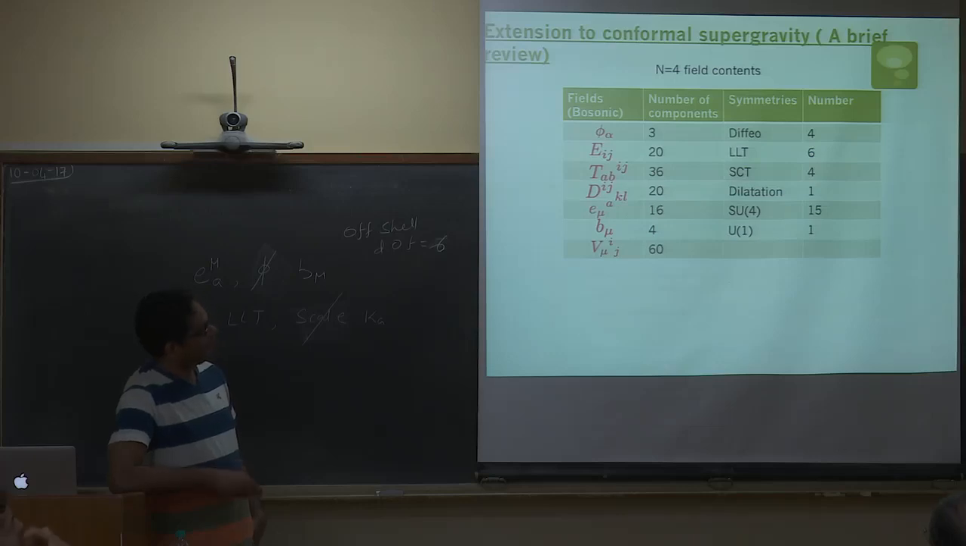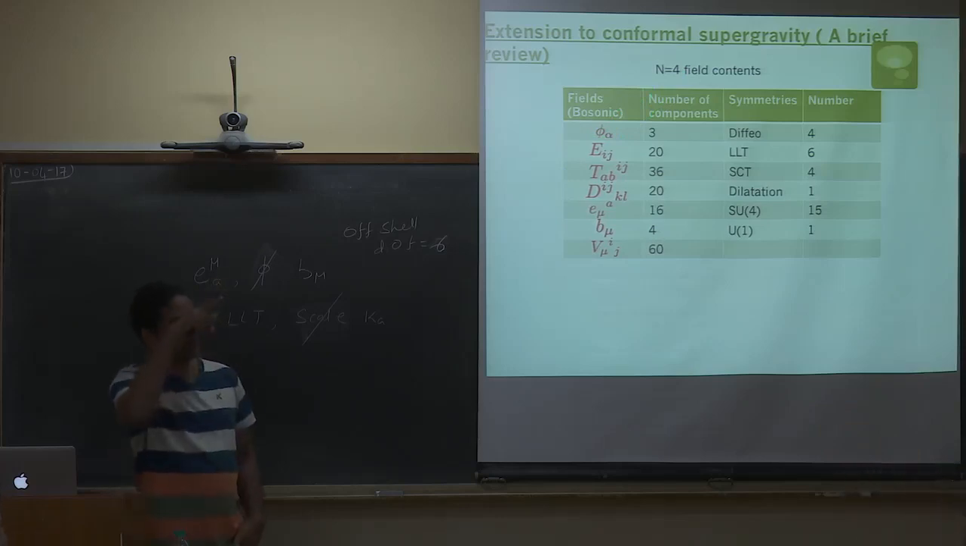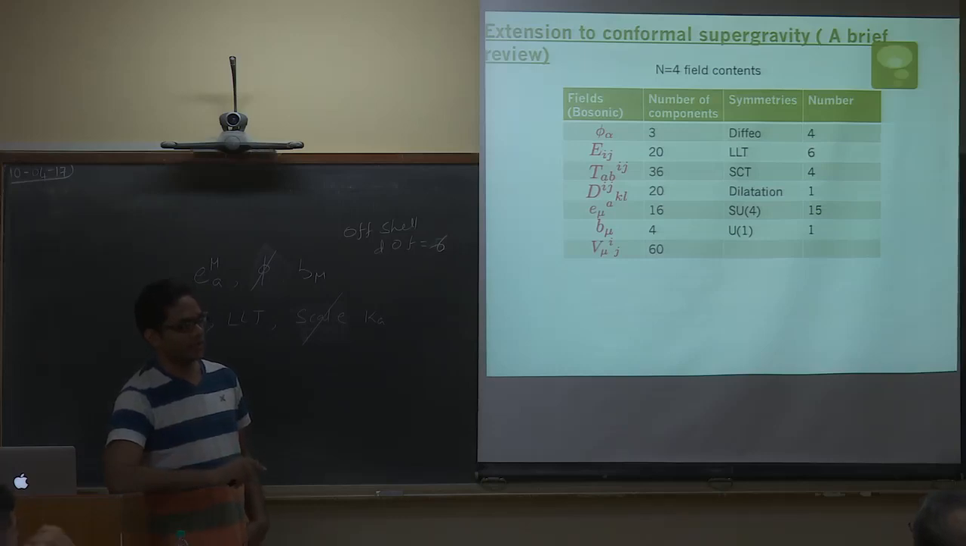For n equal to 4, you do the same counting. You just add the number of components and you subtract the symmetries. So this phi alpha is a nonlinear field. Phi 1 mod square plus phi 2 mod square is equal to 1. So the number of components is 3. So it's a nonlinear realization.